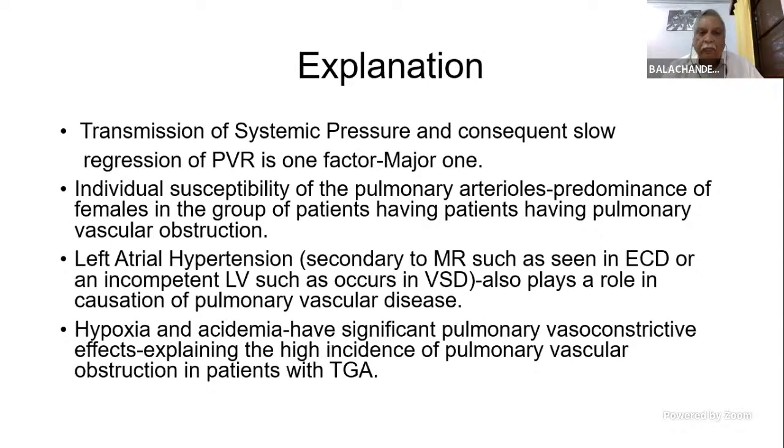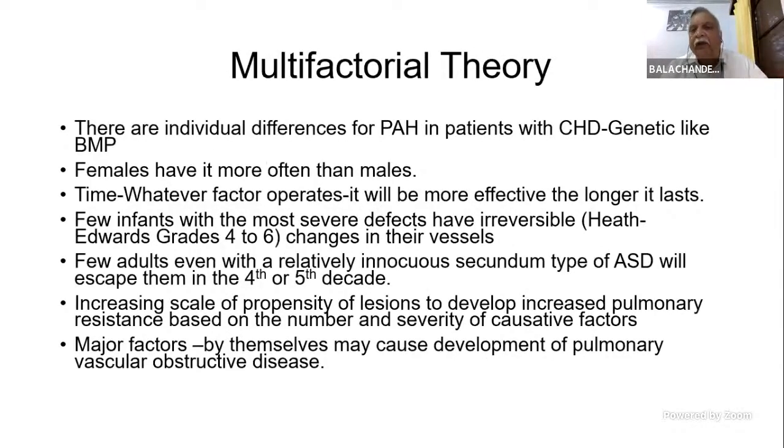Next slide. There is a multifactorial theory. I've already told about BMP. I have told that females are more susceptible. Time is an important factor, and whatever factor operates with time, it will be more effective the longer the period. So few infants with the most severe defects have irreversible, like grade 4 to 6 Edwards changes. And few adults with an innocuous type of ASD will escape them in the 4th or 5th decade. It has to happen, but in ASD, you know, it is in the 4th or the 5th decade.